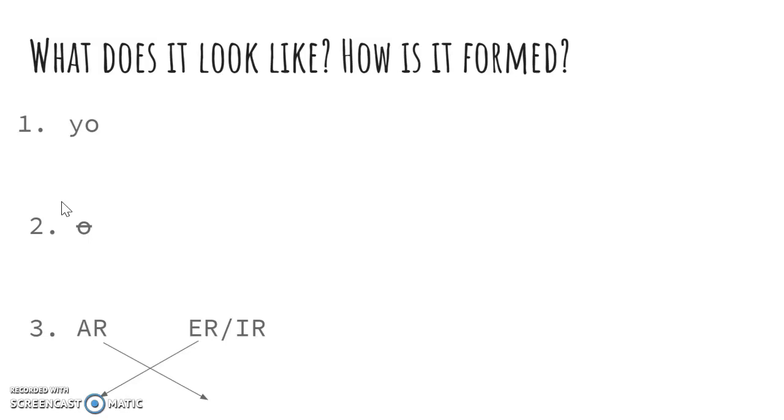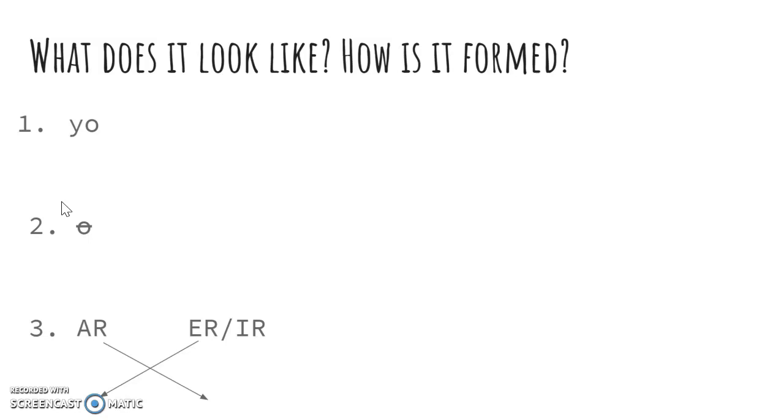Okay, first, what does it look like? How is it formed? The first several pages of the packet have to do with how it's formed. What does it look like? How do you recognize it? The way to form the subjunctive is really 3 easy steps. You start with the yo form, you take off the o, and then you add the opposite ending. So what that means is if it's an AR verb like hablar, you would put the ER or IR endings on it. And if it's an ER verb like beber or vivir, you would put the AR endings on it.